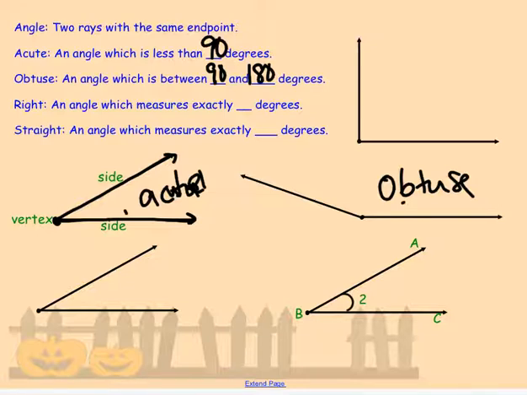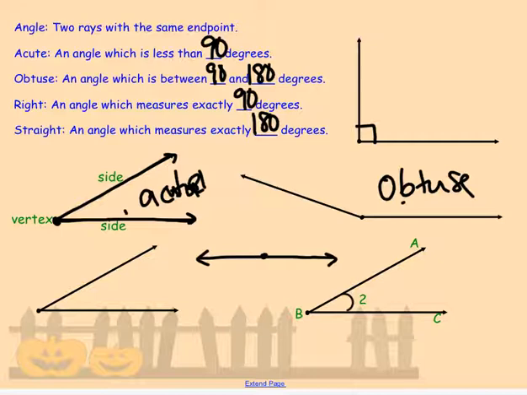Right angles, okay, we can see an example right here. A right angle is exactly 90 degrees. Okay, it's part of our perpendicular lines. And a straight angle is just a straight line, which measures exactly 180 degrees. So we would just see a line like this. That would be a straight angle.